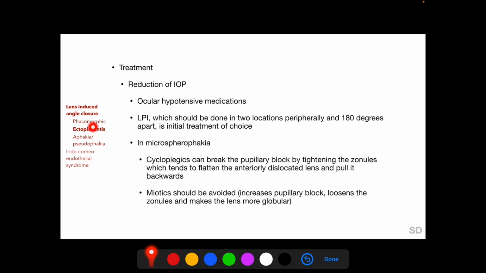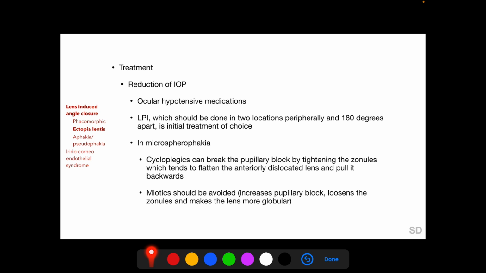In contrast to phacomorphic glaucoma, in which the definitive treatment is extraction of the cataract, in ectopia lentis, the initial treatment of choice is laser peripheral iridotomy. This is because surgical extraction of the crystalline lens, in these cases, particularly in those with congenital conditions, is associated with significant complications. The LPI should be done ideally in two peripheral locations which are 180 degrees apart, so that the chance of both the LPIs getting blocked by the displaced crystalline lens is minimal.